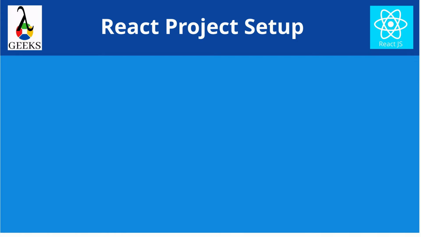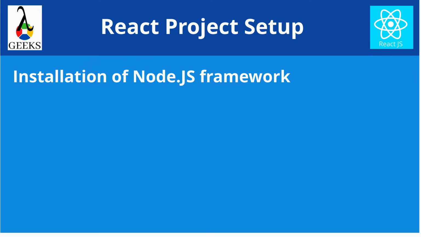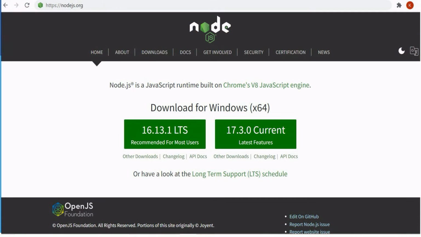React.js is an advanced framework based on JavaScript which is used to develop interactive single-page web applications. Throughout this tutorial, we are going to set up a sample application which includes several steps such as installation of Node.js framework. We can download and install Node.js from the website https://nodejs.org.